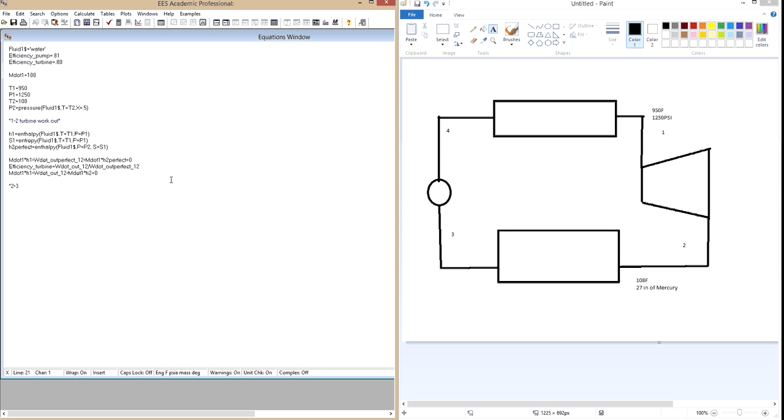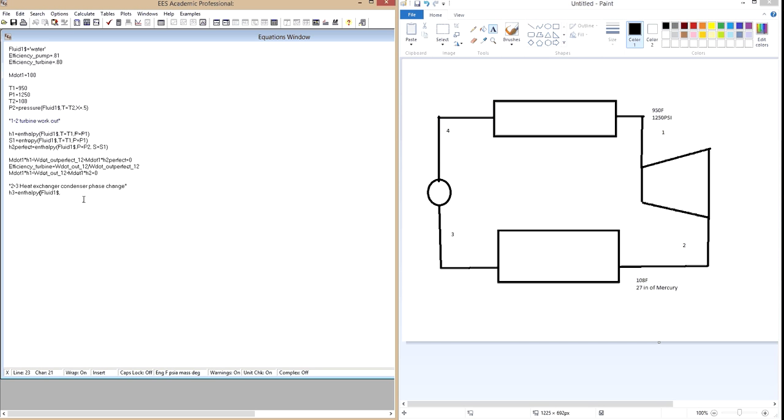State 2 to 3, heat exchanger, condenser. I don't know. Throw in some words. Phase change. Give it a little bit of description. So state 2 has already been defined. We have H2. It's solved for right here. So we're going to bring H2 in. I need to know H3. Well, H3 equals enthalpy, fluid, $1.